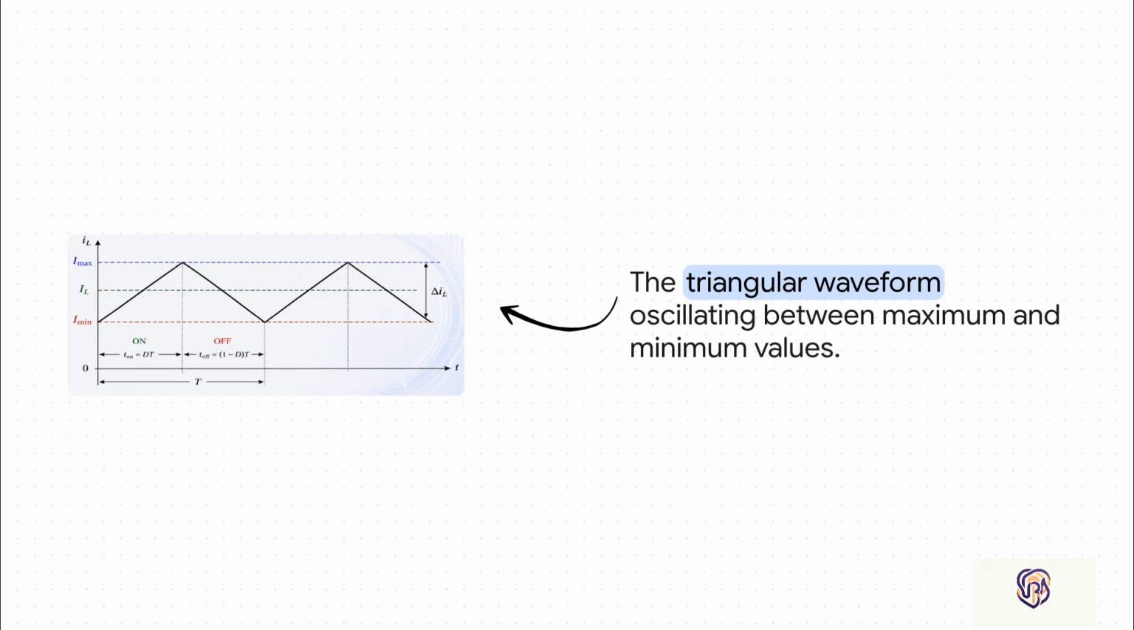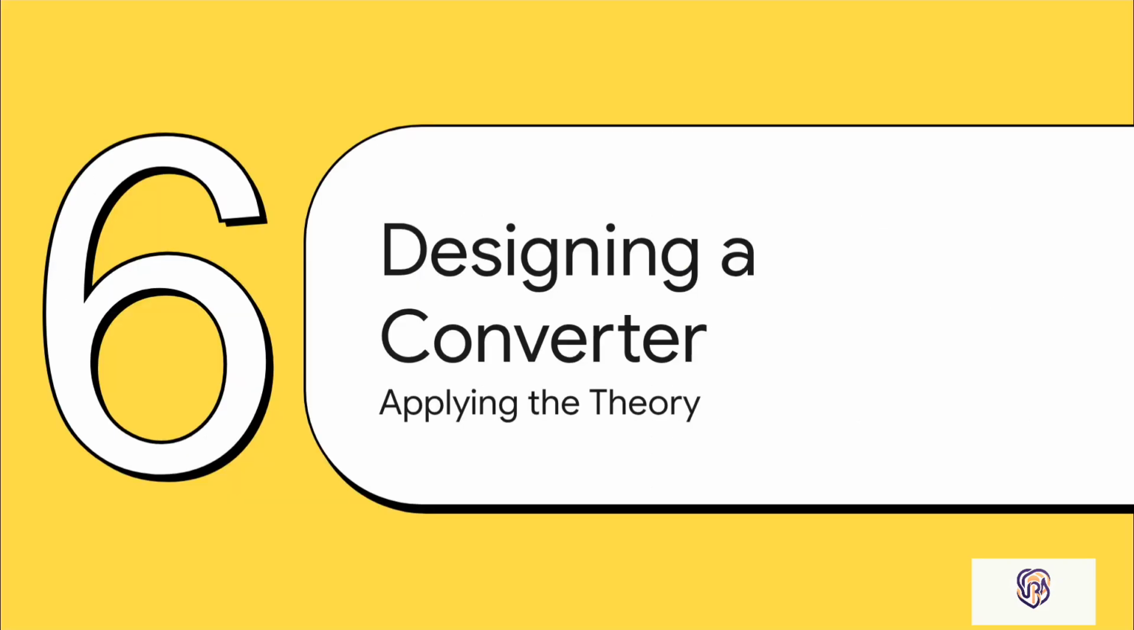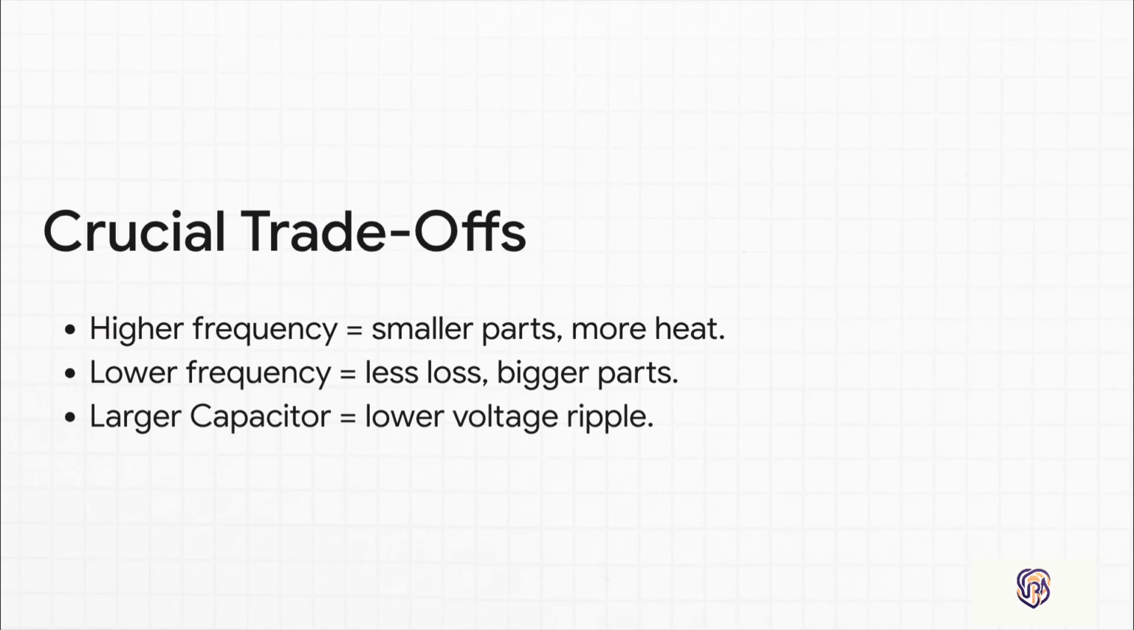And if that ripple is too massive, our capacitor just won't be able to smooth it out, and our sensitive 18-volt microchip is going to get absolutely hammered by rapid, dangerous voltage fluctuations. And finally, Section 6, Designing Your Own Converter. Look, we just have to face the music right off the bat. There is no such thing as a perfect, magical converter. Engineering is just a series of crucial, real-world compromises.